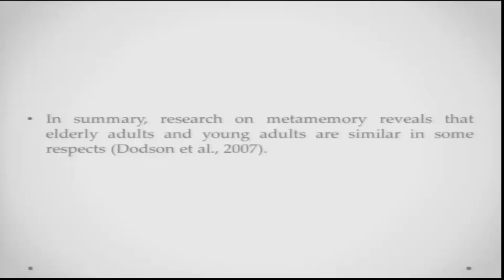Now, if you try to summarize the research on metamemory, it reveals that elderly adults and young adults are very similar in some respects when metamemory is concerned. So this is all from me about the lifespan developmental approach to memory. We talked about memory and differences in memory between young adults and older adults, infants as well, and then we also talked about metacognition capability as metamemory.